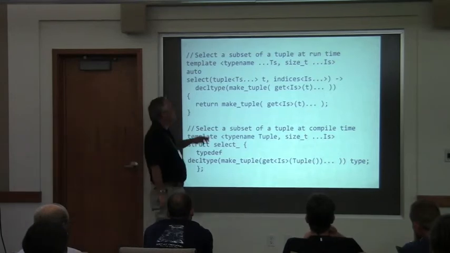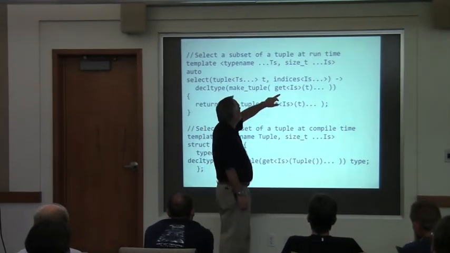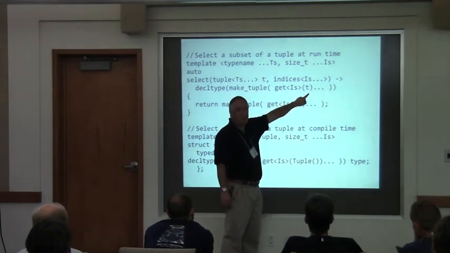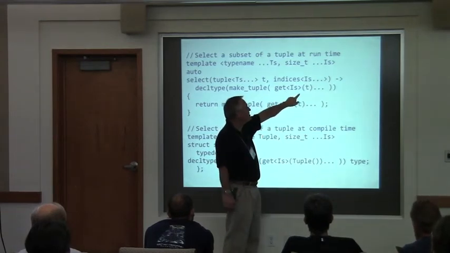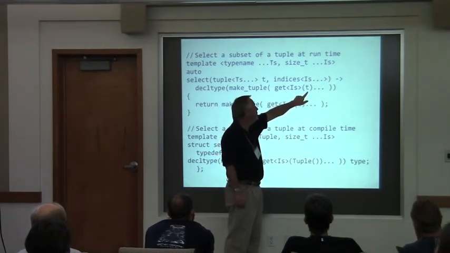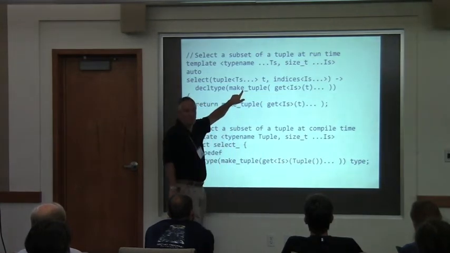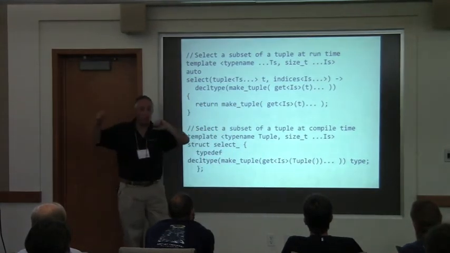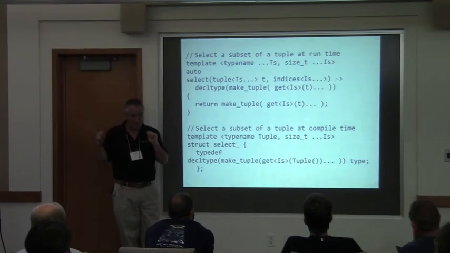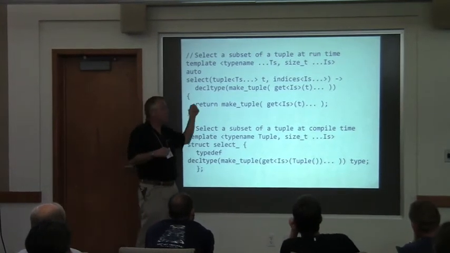So basically what we do is we take the input tuple t, we pick some number of elements out of it, we burst those elements into a parameter pack right here, which then gets passed to make tuple, which creates the new tuple for us, which we then return.